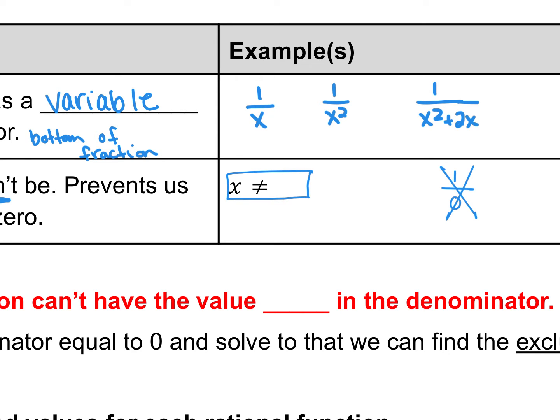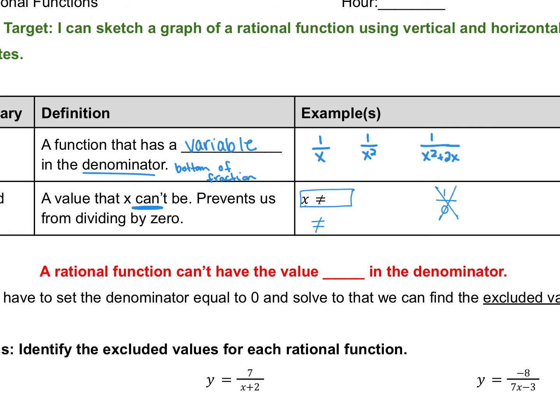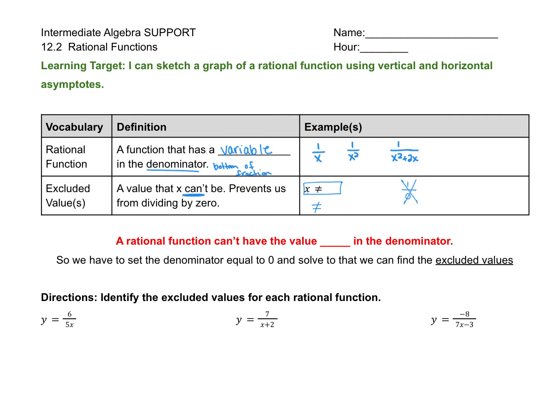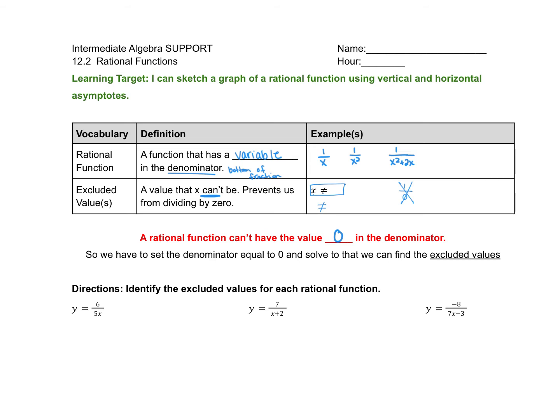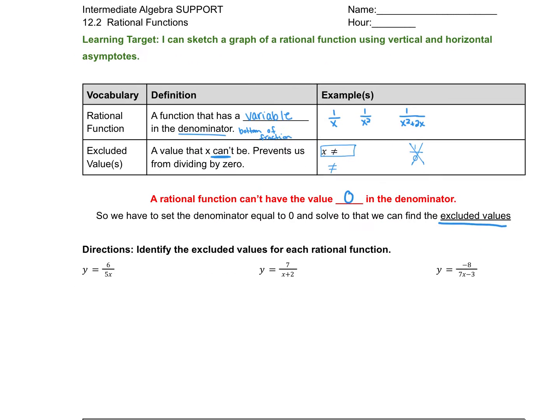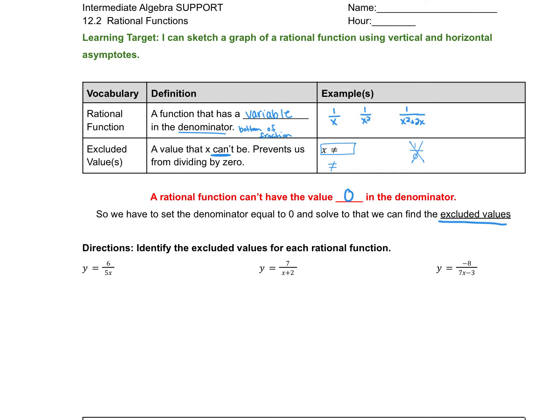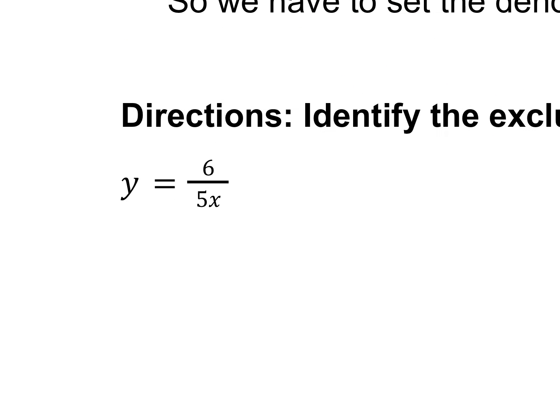So this is how we write an excluded value. We put x cannot equal, which is just an equal sign with a line through it, and then we put whatever number. A rational function can't have the value 0 in the denominator. So we have to set the denominator equal to 0 and solve so that we can find what it can't be, or what the excluded values are. Okay, so that might not make a whole bunch of sense, but let's go ahead and jump in.